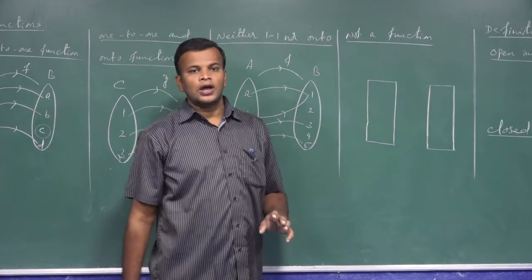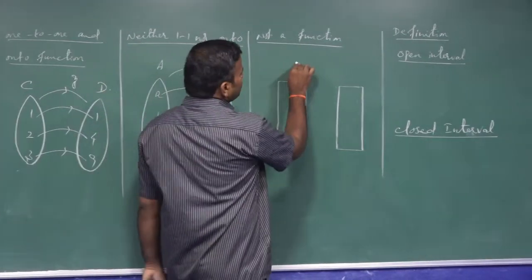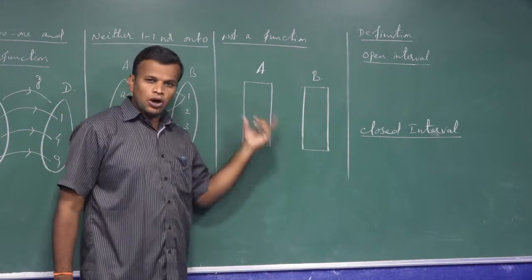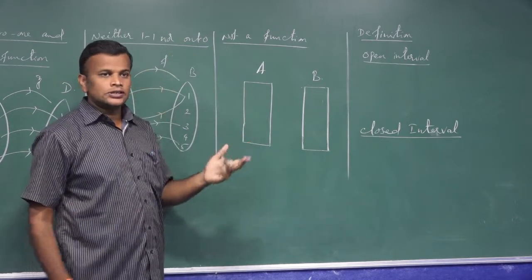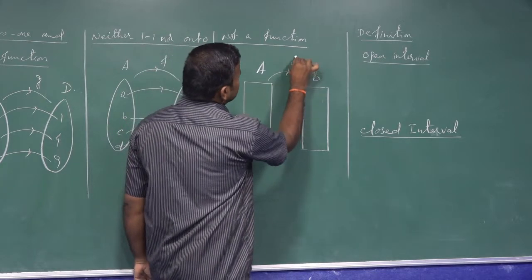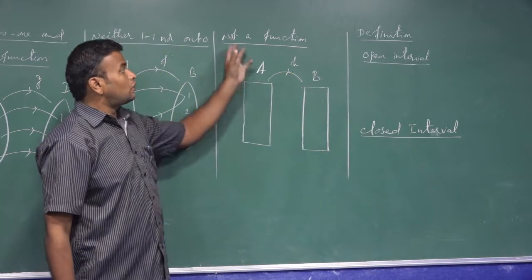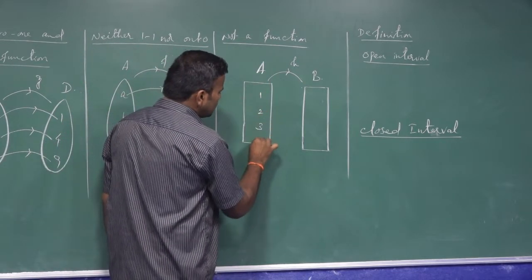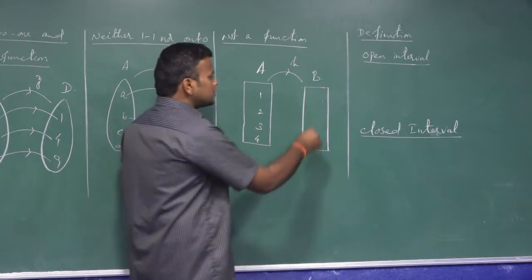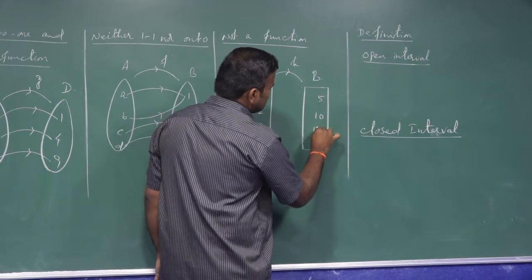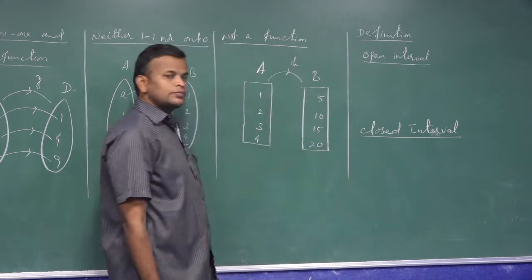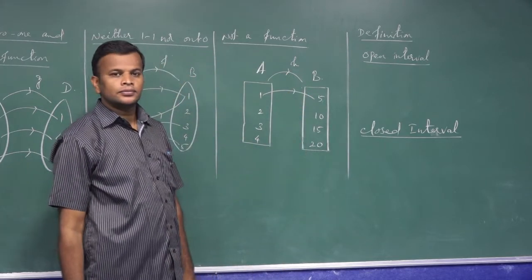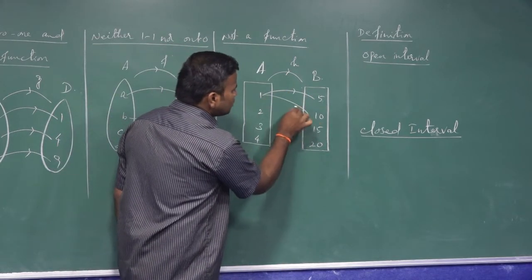Next, not a function. I will give an example of not a function. Same sets. The set symbol is indicated within this box or within this symbol; it is your choice. Suppose the name of the function is h. Now I write one example of a not a function. Suppose A contains the elements 1, 2, 3, 4. B contains 5, 10, 15 and 20. Suppose 1 is mapped with 5. Same 1 is also mapped with 10.